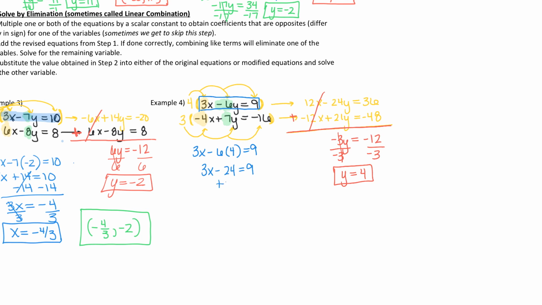Then I need to add 24 to both sides. So I have 3x equals a 33. And then I can divide by 3 to get x equals 11. My final step is to write my answer as an ordered pair. So I have 11, 4.